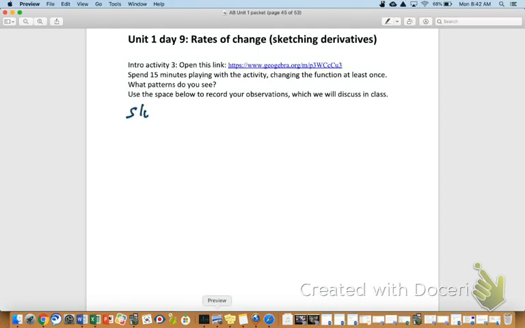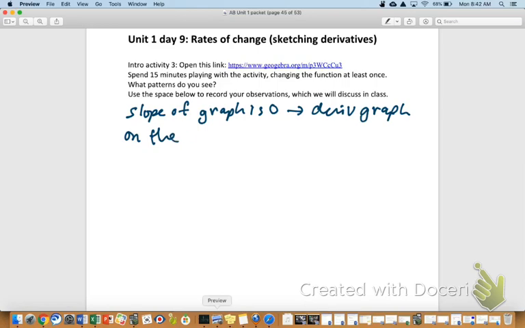So when the slope of the graph is 0, then the derivative graph, could you say that again? The derivative graph does what? There's points on the x-axis. It hits the x-axis. I'll just put on the x-axis. So, or you could say it's an x-intercept. That is a great observation.